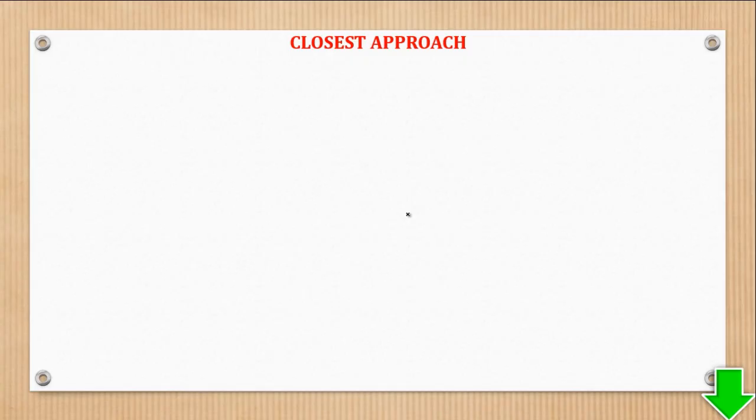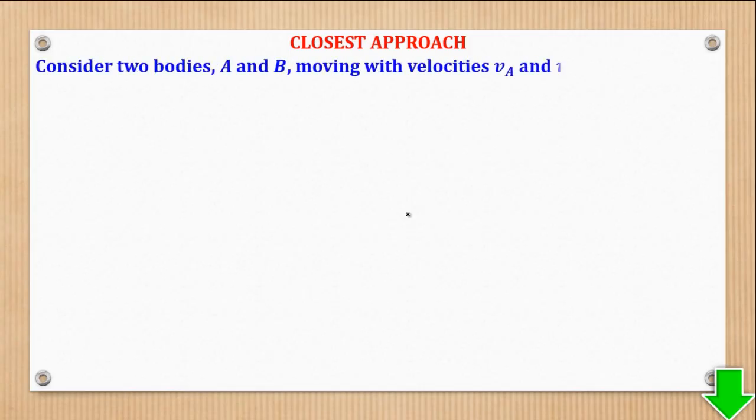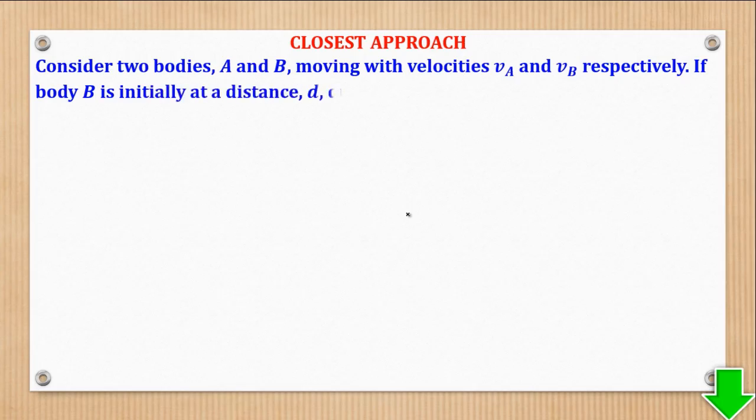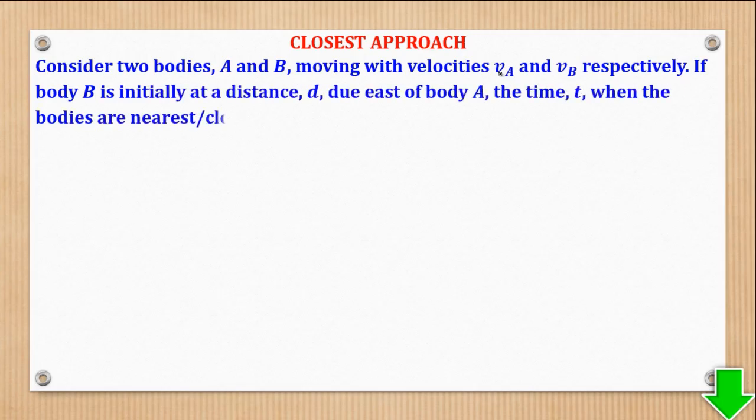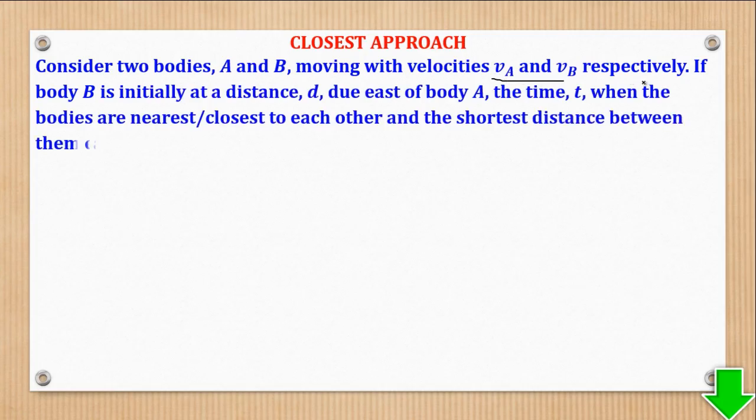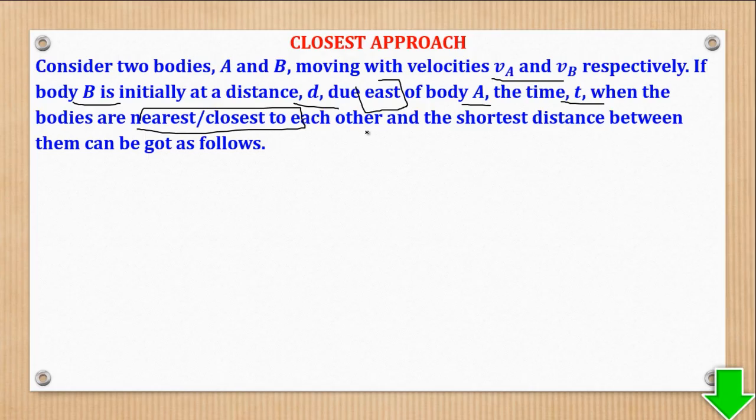So now that has been relative velocity, now we shall go to what we call closest approach. So consider two bodies A and B moving with velocities VA and VB respectively. If body B is initially at a distance d due east of body A, the time t when the bodies are nearest or closest to each other and the shortest distance between them can be got as follows.